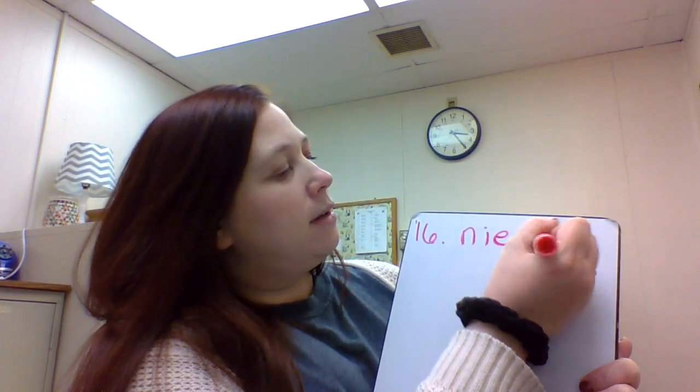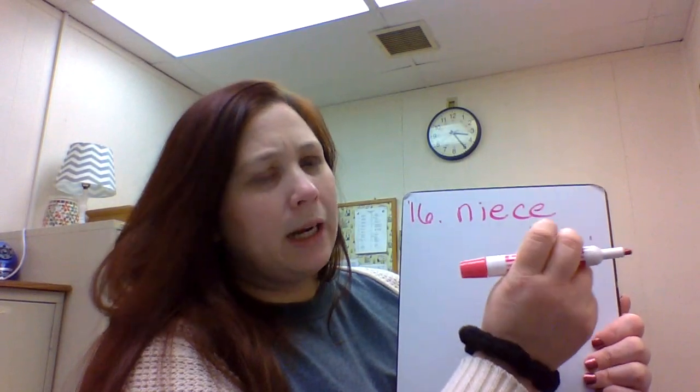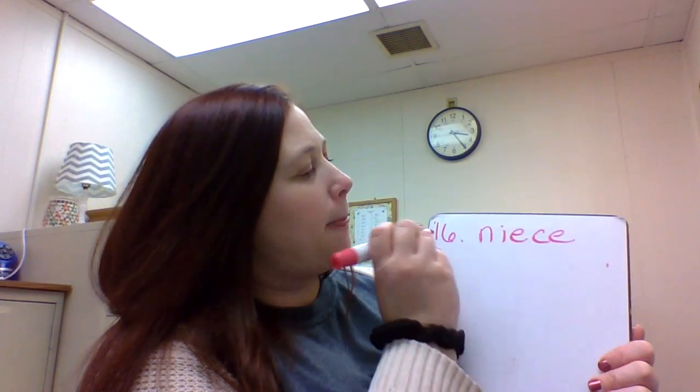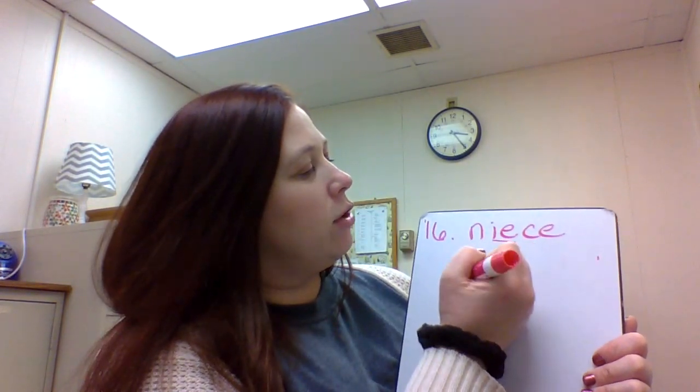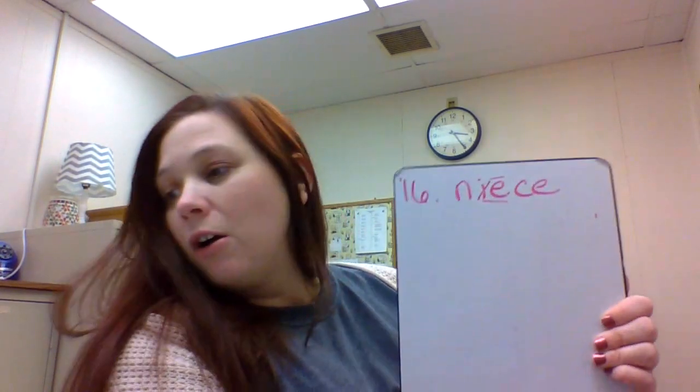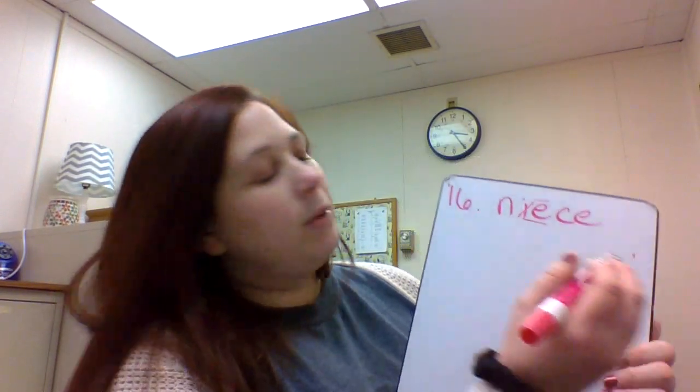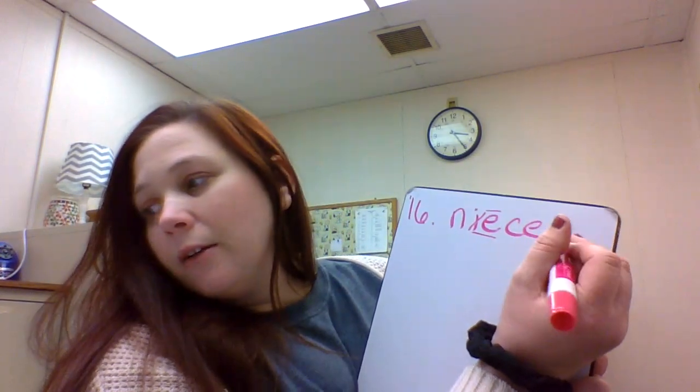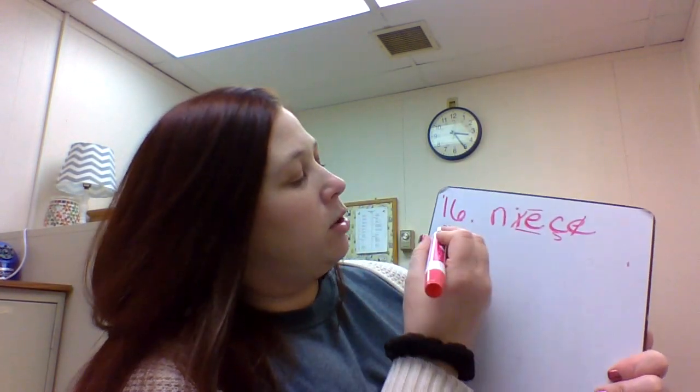All right, our first word, number 16, is niece. A niece is what you are to your aunt or uncle. You're a niece. We're going to underline our digraph. It's making that E sound, so we're going to cross off the I and put in macron on the E, and then here we have our CE. We mark off the E, and our C makes that S sound, so it gets the little line below it.